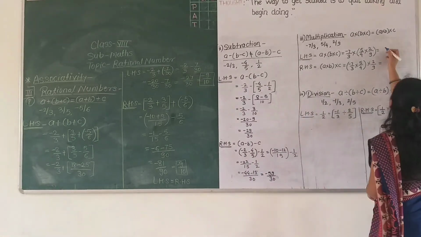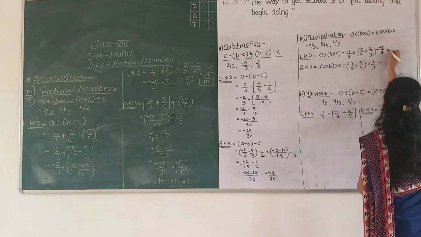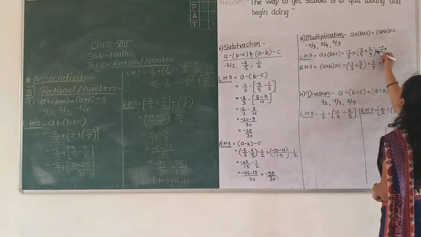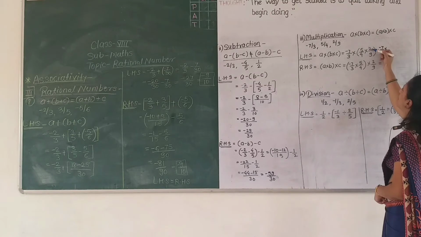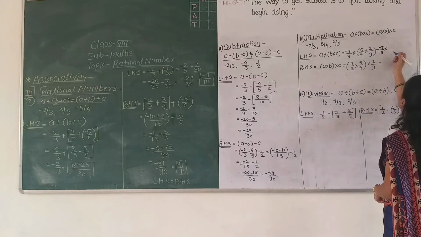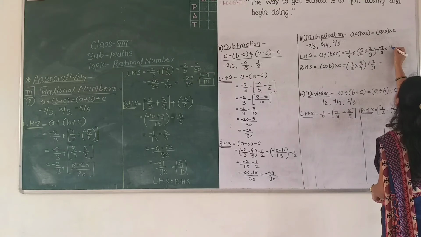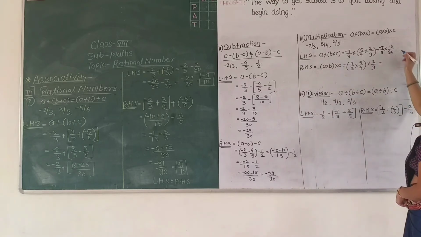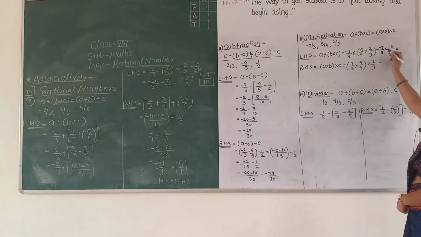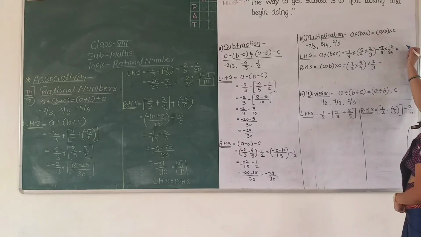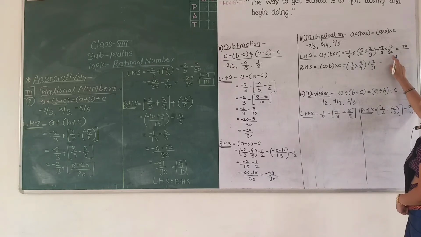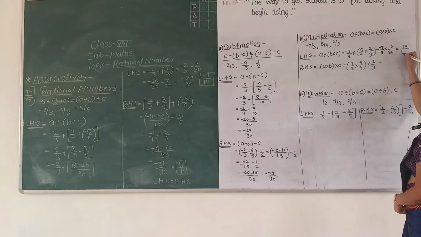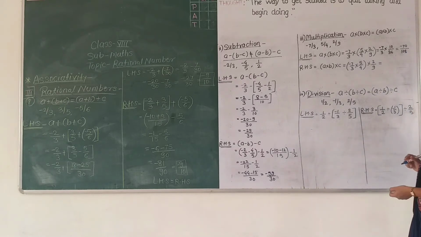So here I get negative 7 upon 3 into, in the bracket. While doing the multiplication, perform numerator into numerator upon denominator into denominator. So 5 into 2 is 10 upon 4 into 9, 36. Right? Now tell me the answer here. Negative 7 into 10 is negative 70. And what is the multiplication of 36 into 3? Which is 108. Right? So your answer is negative 70 upon 108.